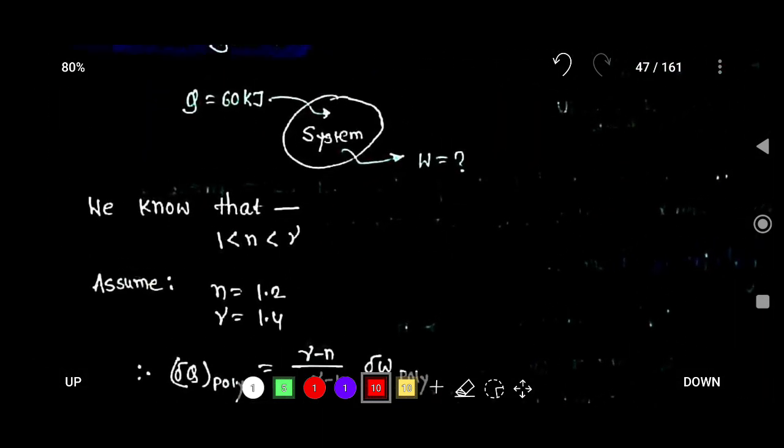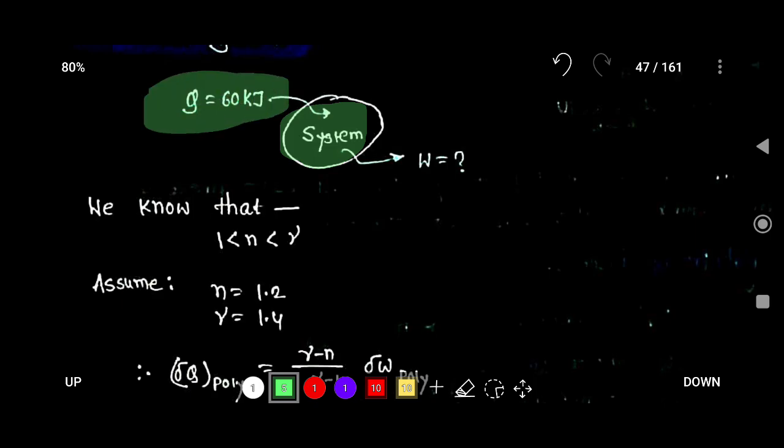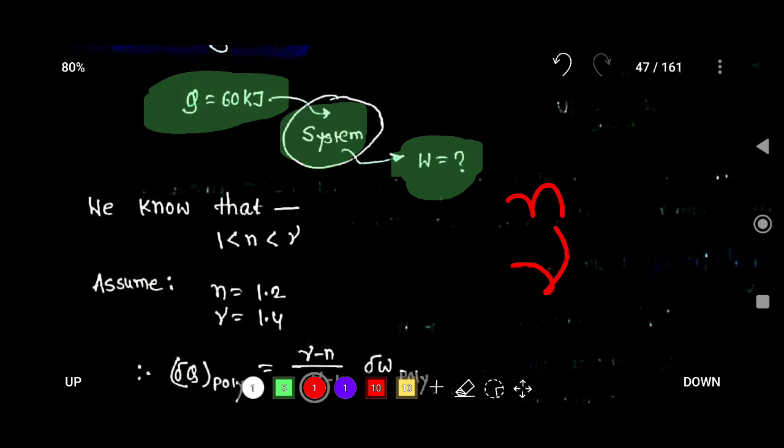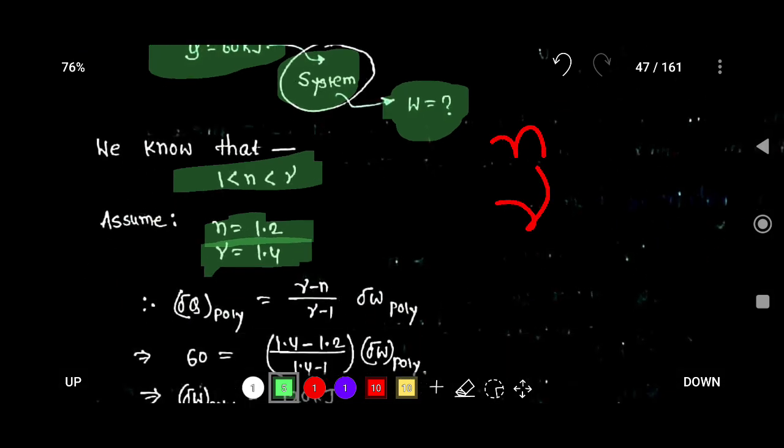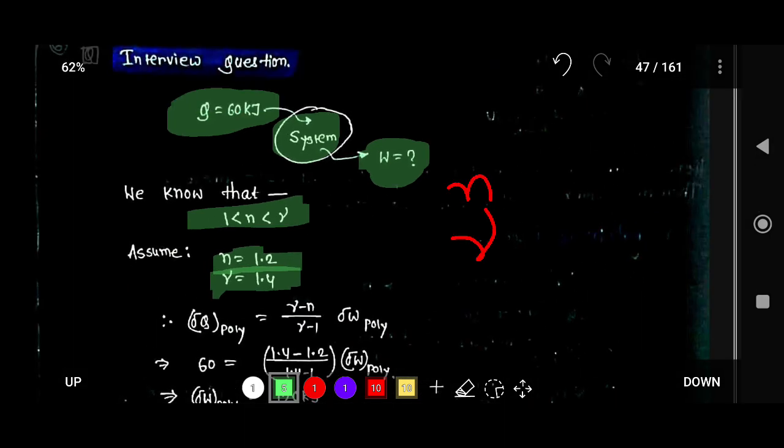Suppose an interviewer says there is a system and you supply some amount of heat, suppose 60 kilojoule of heat, to the system. What is the work? Consider it a polytropic process, and the n value and gamma value are given. N is 1.2 and gamma is 1.4. We know that 1 is less than n, which is less than gamma. So the interviewer says to find the polytropic process work.